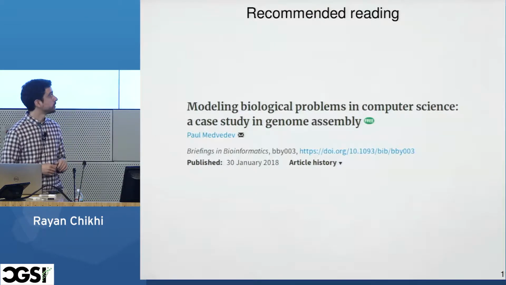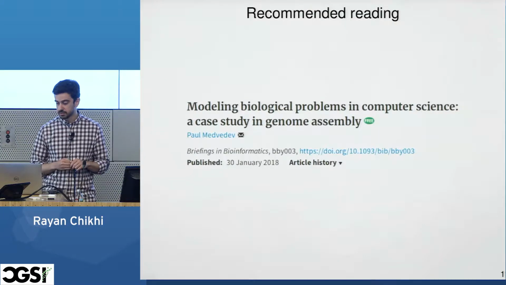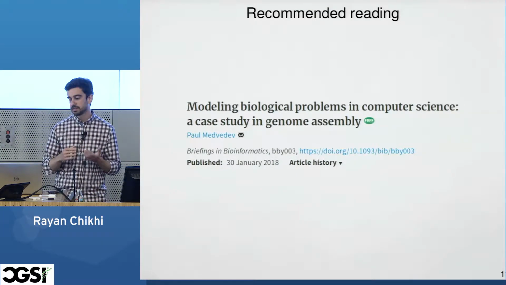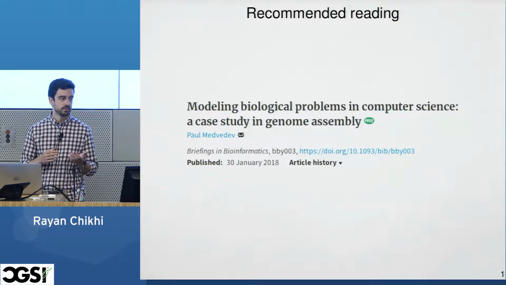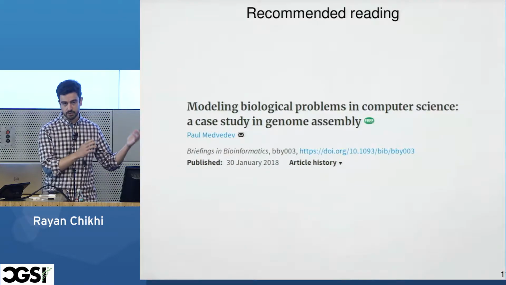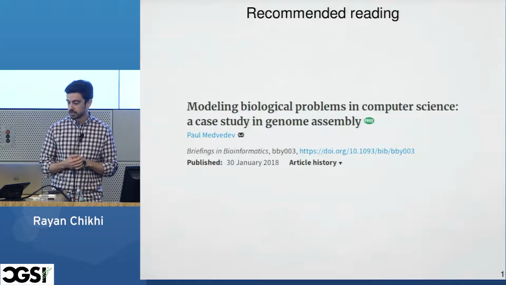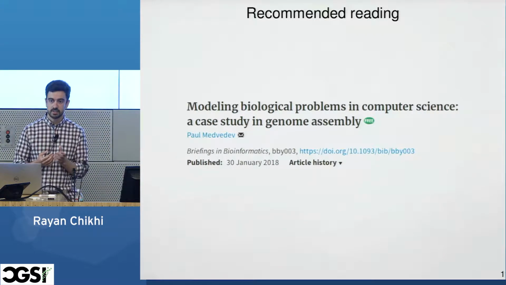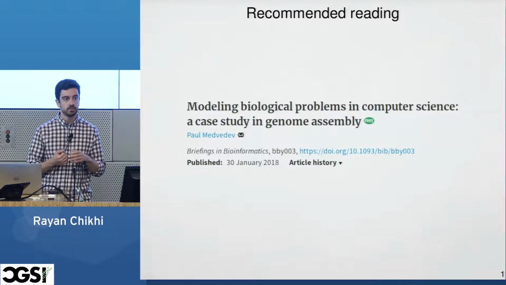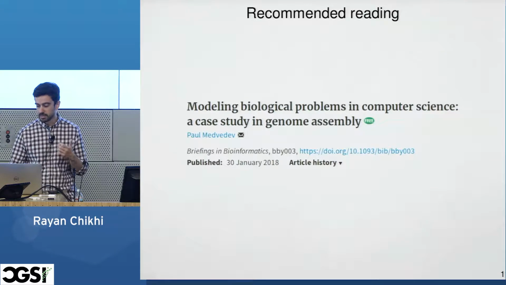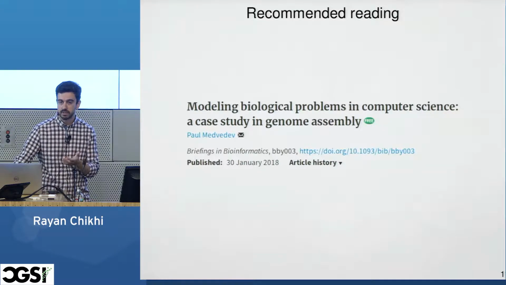I will mention an article that was published last year that retraces the history of how assembly was modeled over the years, starting from shortest common superstring to Hamiltonian path and other formalisms. I think it's a nice story that tells you how to model any biological problem in computer science. The example here was genome assembly, but I'm sure it could be applied to many other problems.